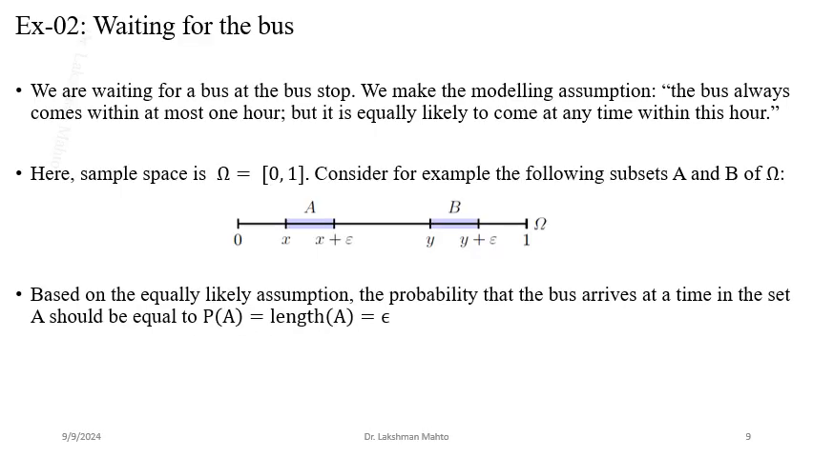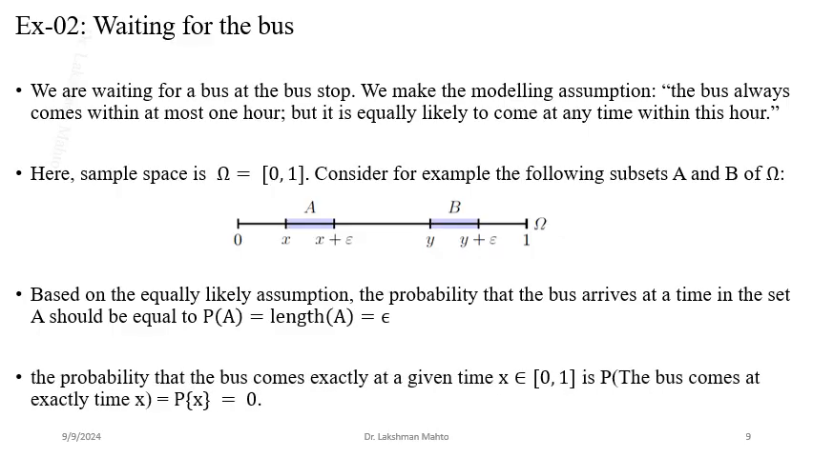Okay. So what is the probability of A? It is the length of subinterval A. That would be epsilon. Why? Because the equally likely assumption is there, our uniform law is there. So the probability of A is equal to epsilon. The probability of B is also epsilon. And if I am asking what is the probability of x? Zero. It is impossible to talk about that kind of event.